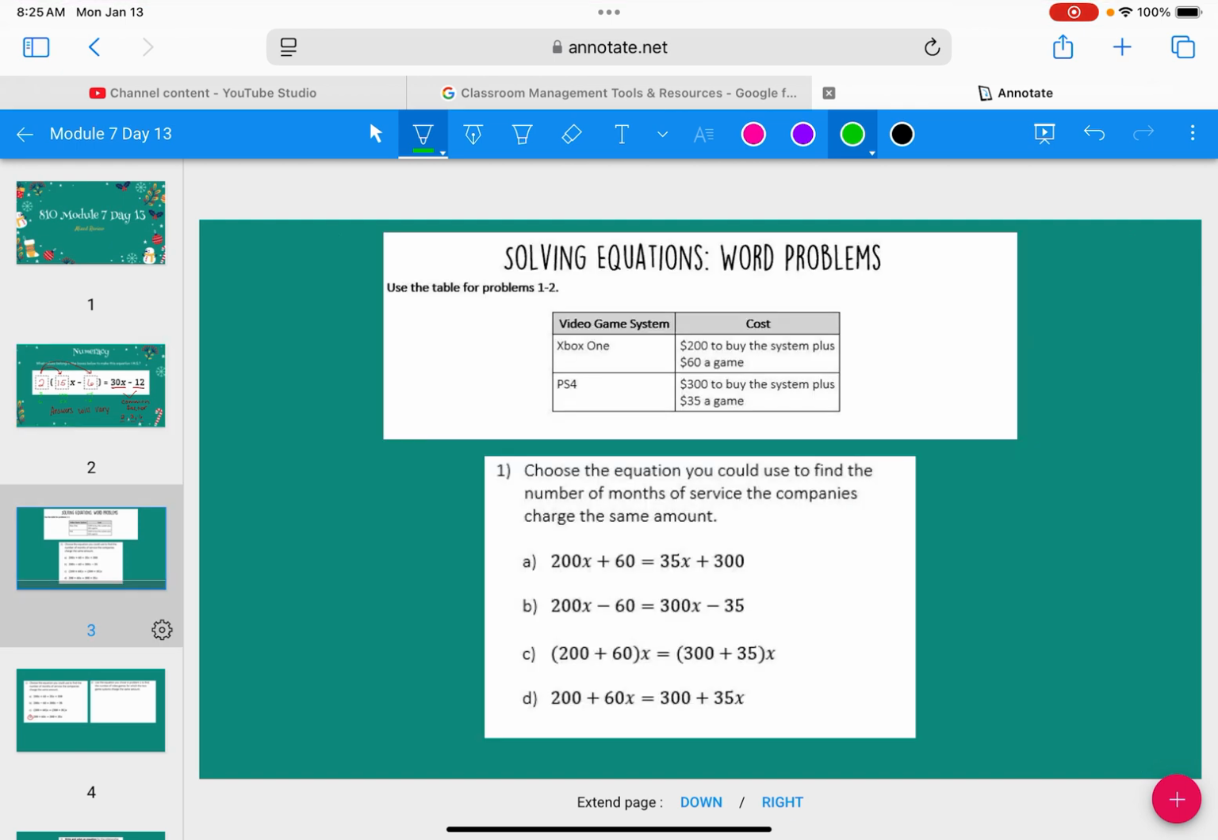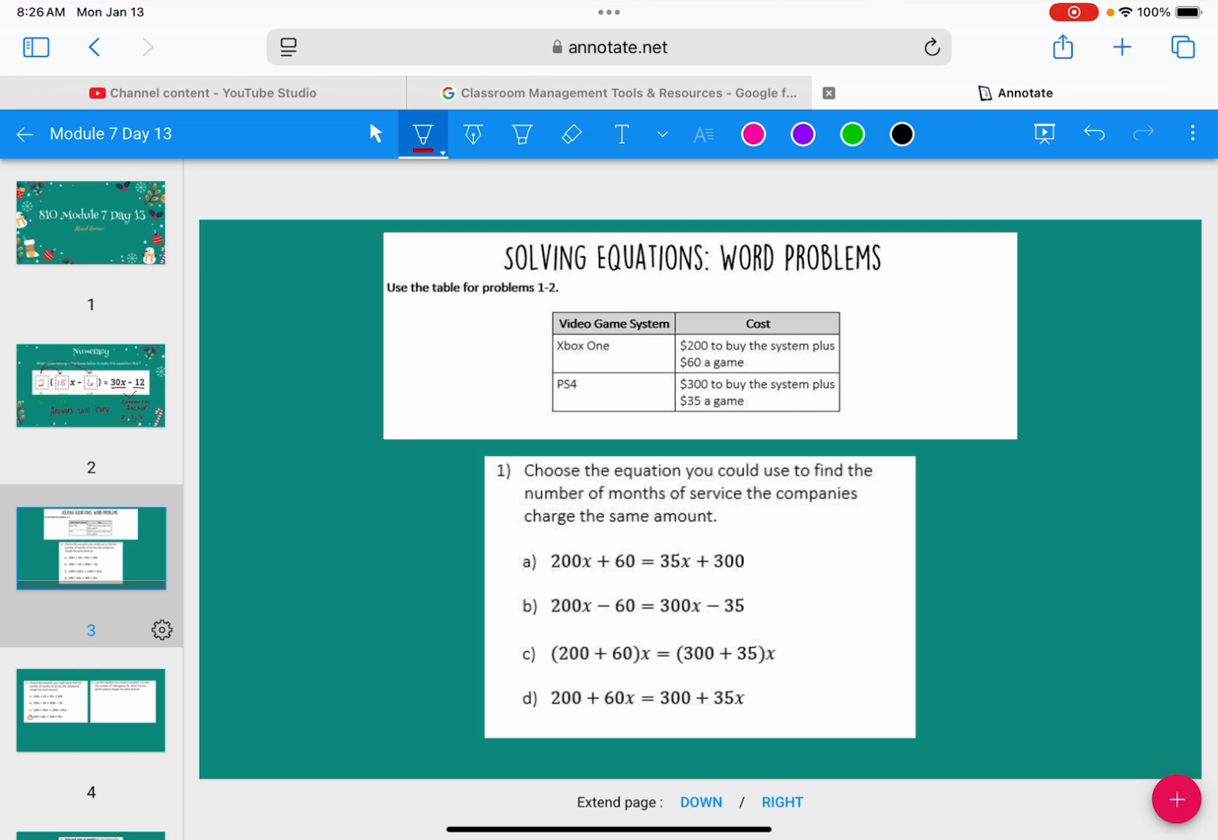Okay, go ahead and grab that notes sheet. Hopefully the sub gave you a copy of the notes. If not, make sure you get a copy because you need it to go through this. Like I said, this is going to be on your test. These are the word problems you will see on Wednesday's test.